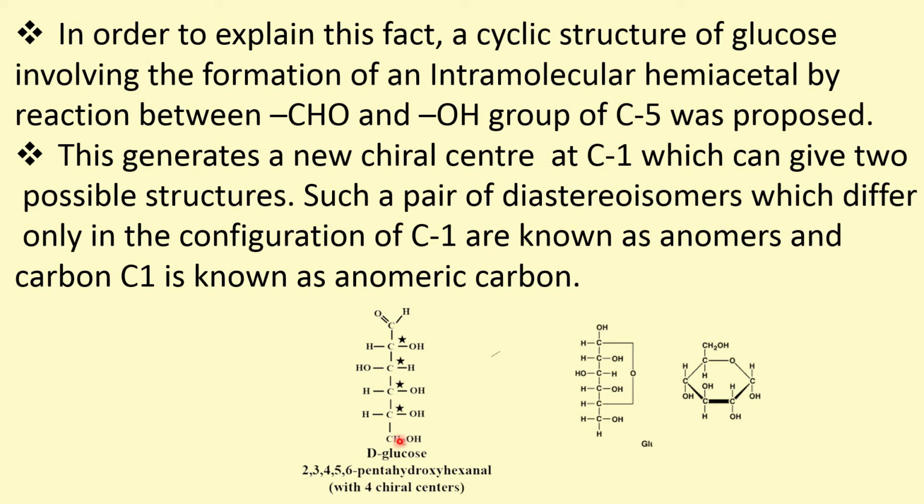See, in the open chain structure of glucose, there are 4 chiral carbon atoms, 4 asymmetric centers. But once this cyclic structure is formed, which is nothing but the hemiacetal formation between this aldehyde group and the OH group of 5th carbon atom, then one more chiral center is produced. Okay, that is at the C1 or first carbon atom. When one more chiral center is produced, that means this structure can be present in the 2 isomeric forms depending on the configuration of this C1 carbon.